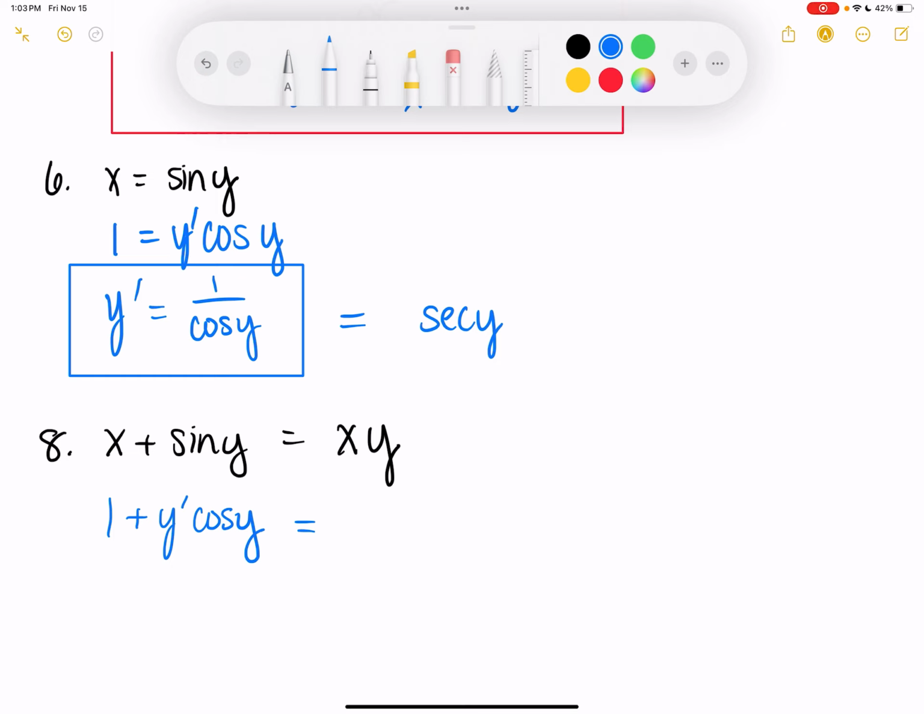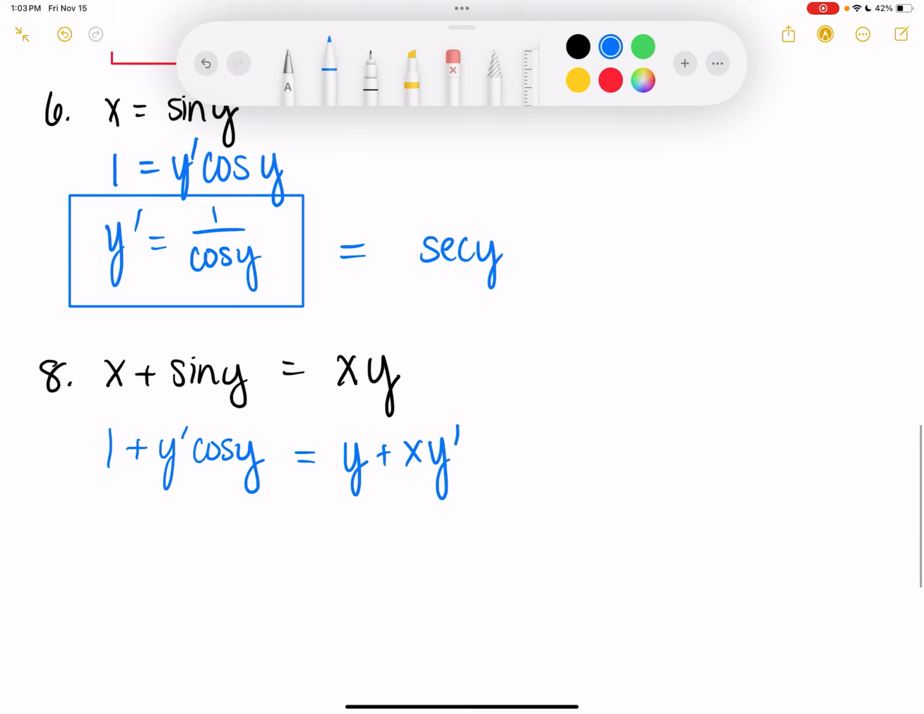Oh, it's the product rule. y prime? What'd you say, Josh? y plus x y prime? Yep, y plus xy prime. I always forget about that.